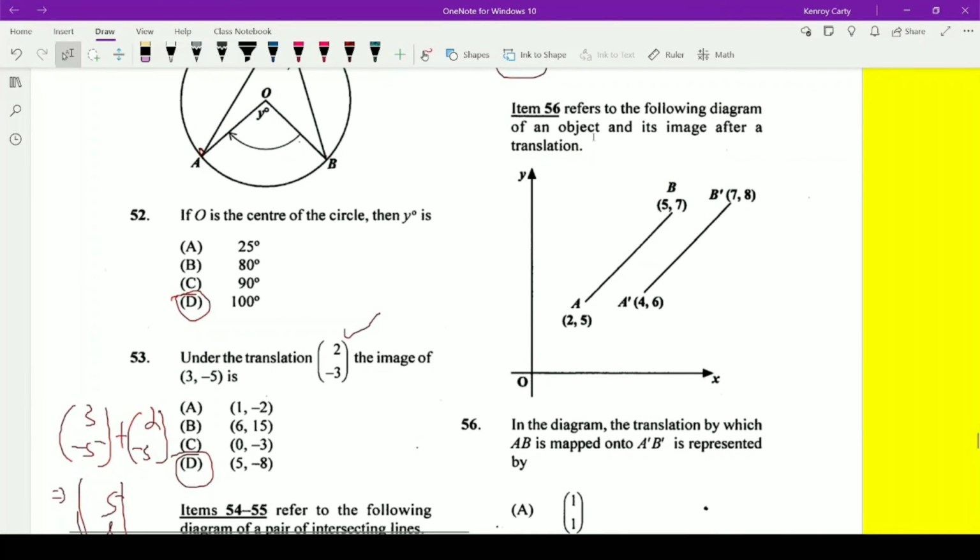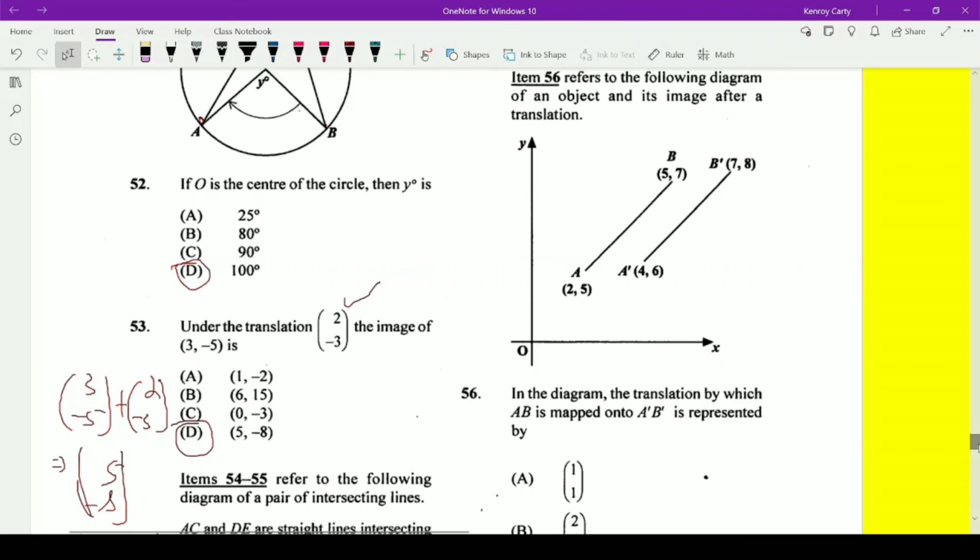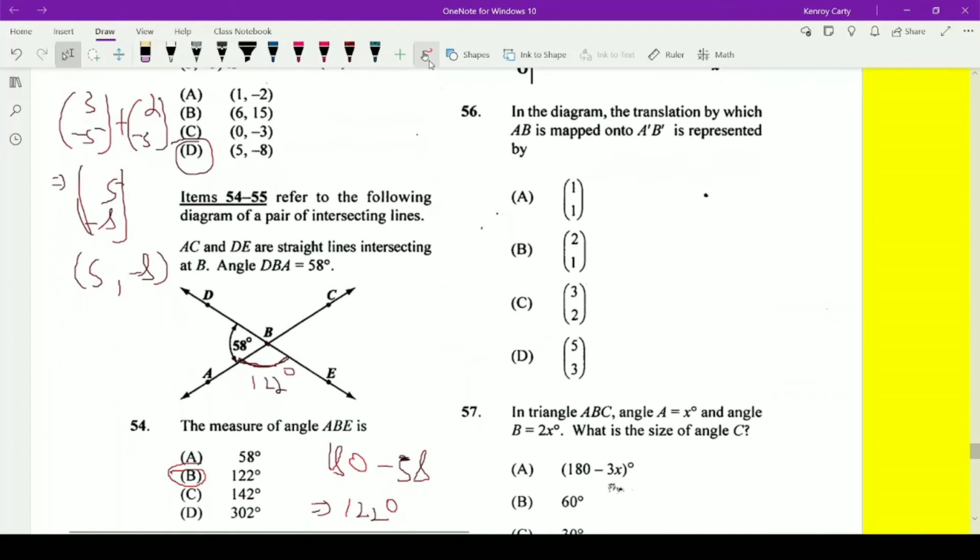Item 56 refers to the following diagram of an object and its image after a translation. Alright. So once you get the translation, they're naturally going to be asking you what is the translating vector. So we just need to choose one single point, A, and how do we get to A prime? So what do I do to 2 to get 4, and what do I do to 5 to get 6? So to get 4, you add 2 to 2, and to get 6, you add 1 to 5. So we know right away the translating vector is 2, 1. Alright, and that's what they're asking us for. What is the translating vector? 2, 1. Alright, we're almost there, guys.